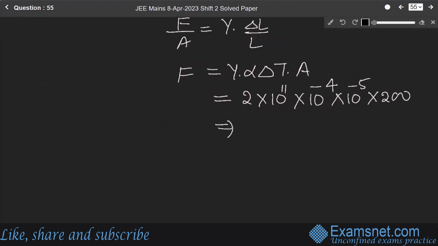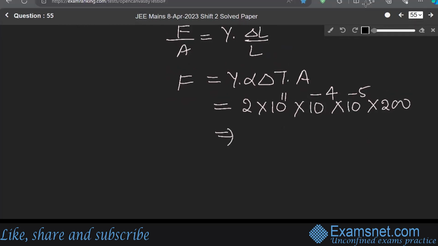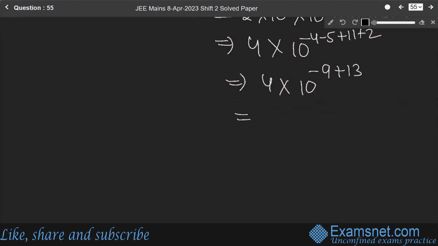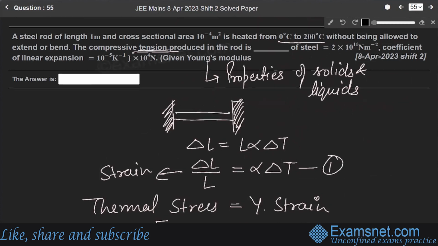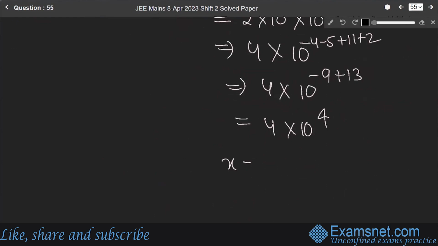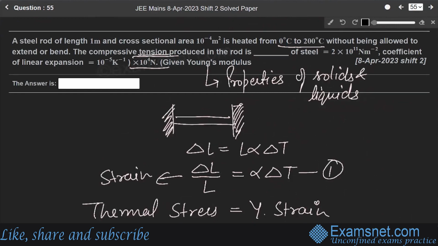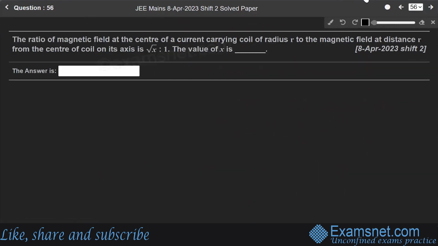Now solving this, 2 into 2 is 4, into 10 to the power minus 4 minus 5 plus 11 plus 2. So it will be equal to 4 into 10 to the power minus 9 plus 13. It will be equal to 4 into 10 to the power 4. So comparing it with this given, we get x equals 4. Got it? So our answer is x equals 4. Now moving onwards, our next question.